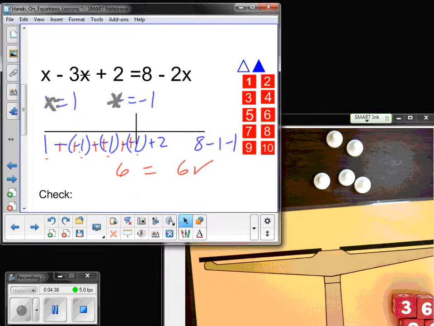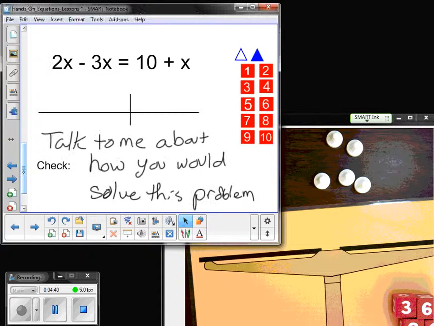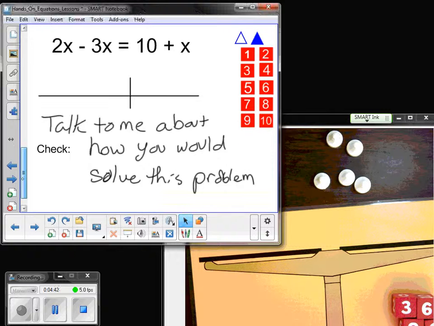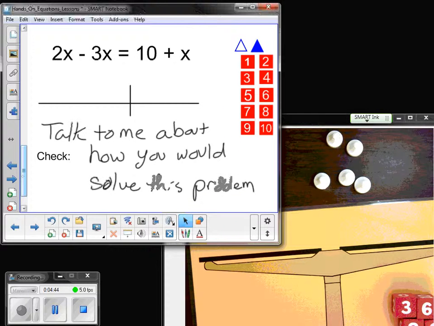Now, I have one more problem. I've got 2x minus 3x equals 10 plus x. I could show you how to do this problem, but I'm not going to. I want you to figure out a way to do this problem and tell me about it before I hand you the worksheet. All right, good luck.